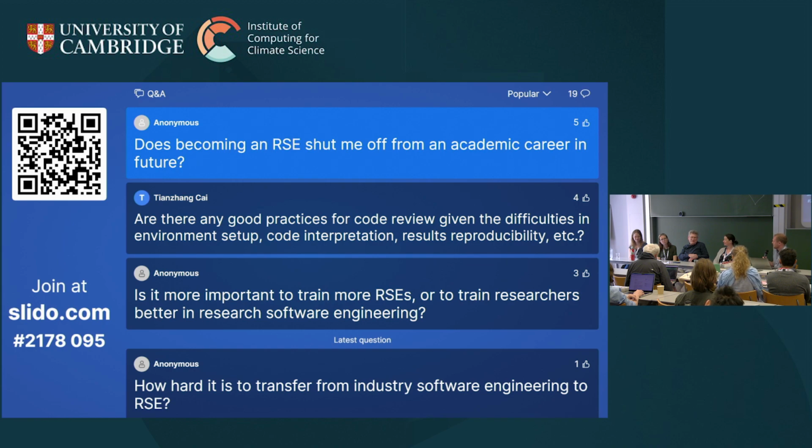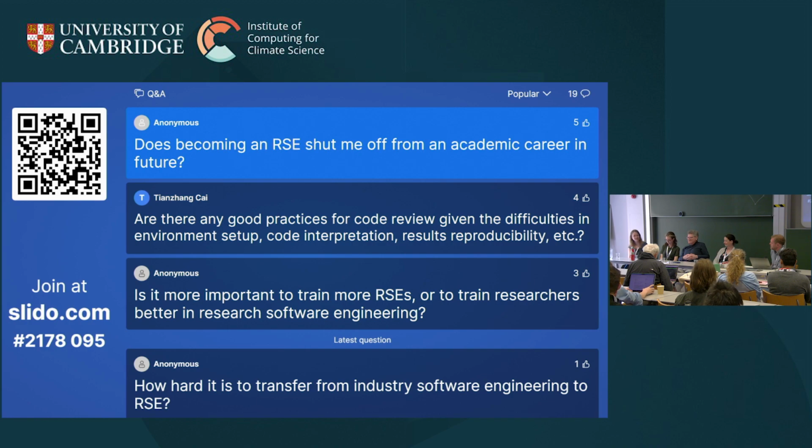I was going to go back and answer the first question with a counterexample from our program tomorrow. Jim Denham was an RSE in ICCS at the beginning of the year and is now doing a postdoc, I think, and his affiliation is AstraZeneca and Cambridge. He was only an RSE here for four months, but still, that did not shut him out from having an academic career.